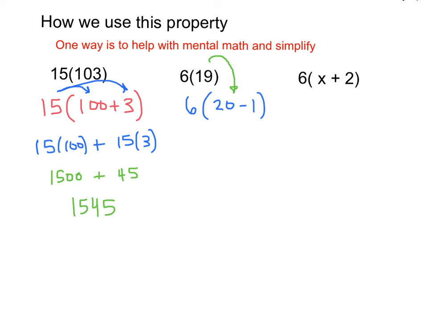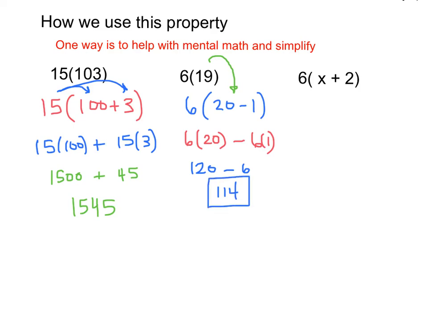And so what I can do then is write 6 times 20 and then minus 6 times 1, because remember, the rule of the distributive property is to keep the sign that's in the middle, and in this case it's subtraction. And so I get 6 times 20, which is 120, minus 6, and then 120 minus 6 gives me 114 as my final answer. So there's my simplified answer.